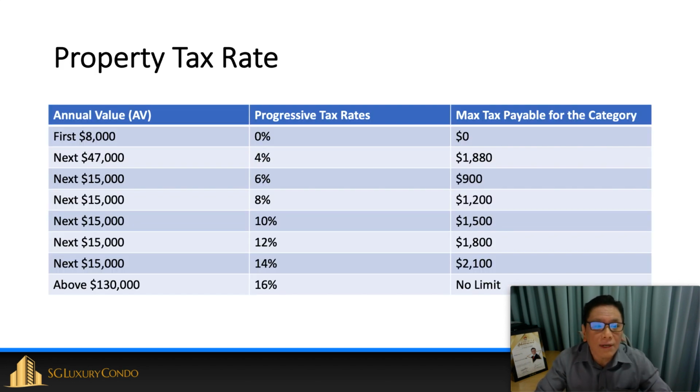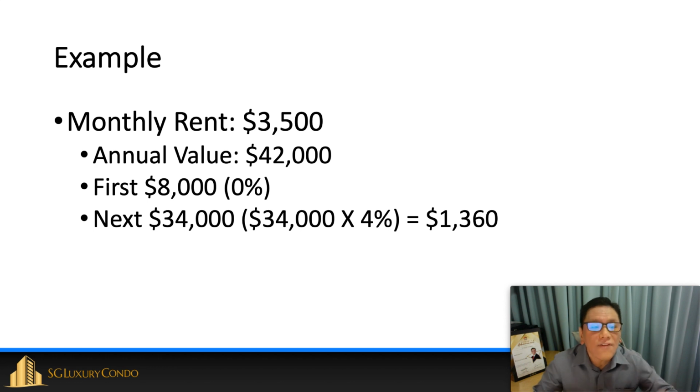Now, this is the current property tax rate. For the first 8,000, it will be 0%, which is not taxed. And for the next 47,000, it will be taxed at 4%, so on and so forth. Okay? So, let me give you an example.